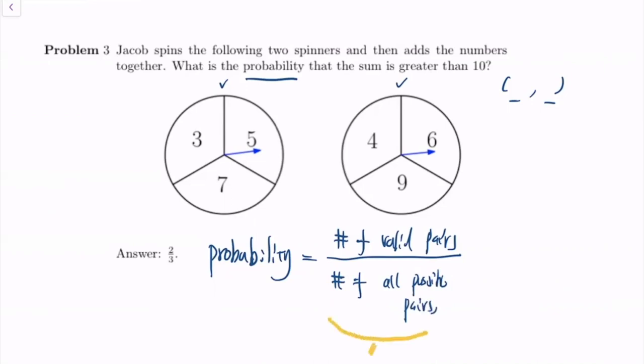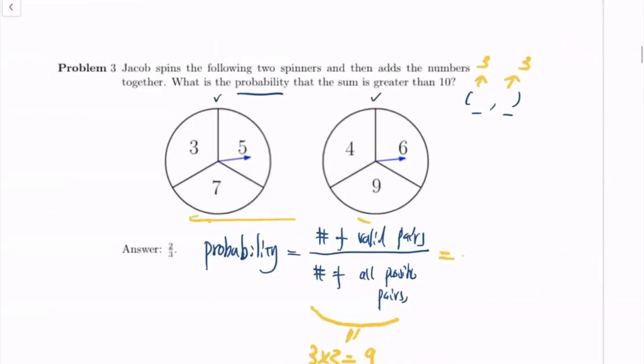We just use the multiplication principle. There are three choices for here and three choices for here, so the total will be 3 times 3, which equals 9. So there are 9 different pairs, and the denominator is 9. And then we are left to find the valid pairs.